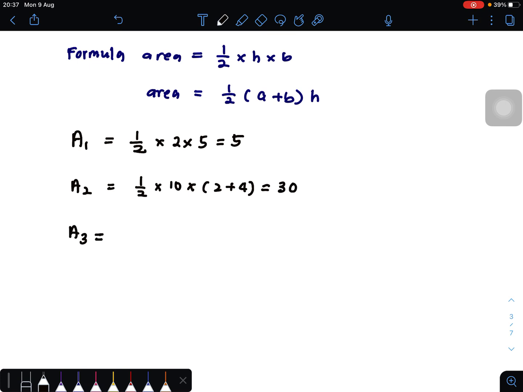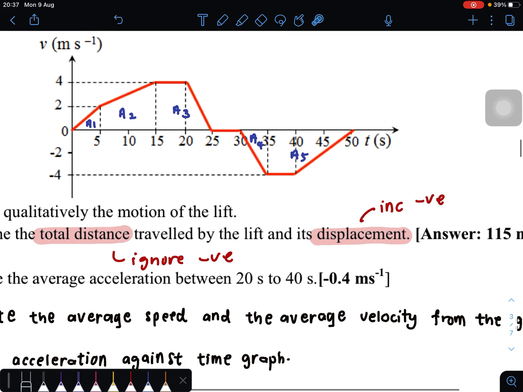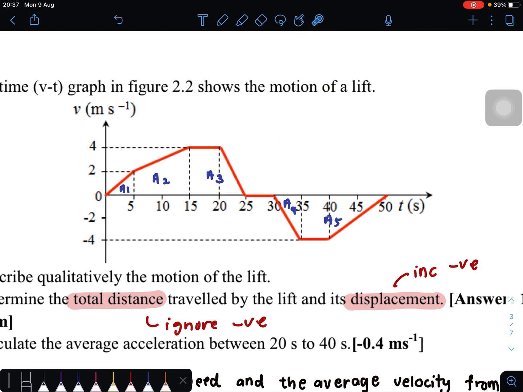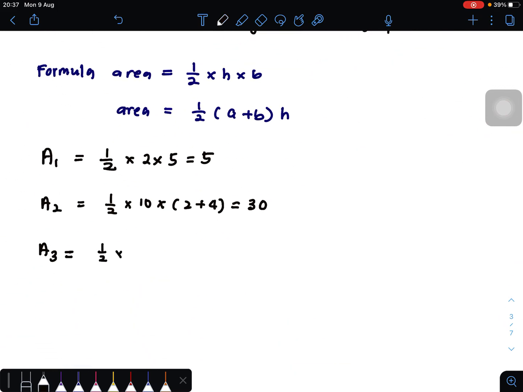And then A3 is another trapezium. So the height here is 4, and these two sides, 10 plus 4. Is it 4? Sorry, 10 plus 5. Ini 10, ini 4. Okay, I'm sorry. So this one is 10, this one is 5, and the height is 4. 1/2 times 4 times (10 plus 5), which is equal to 30.